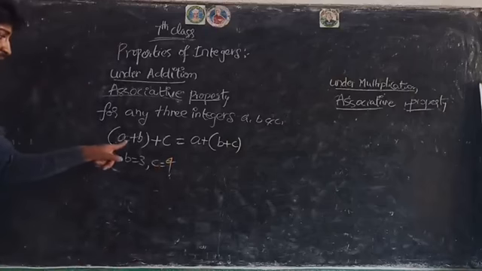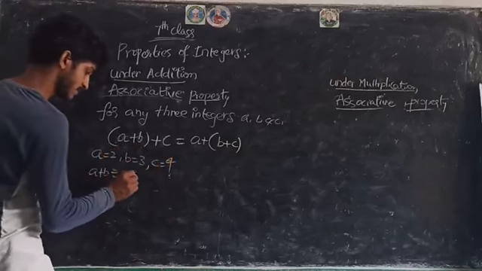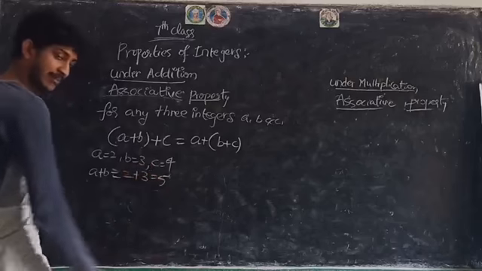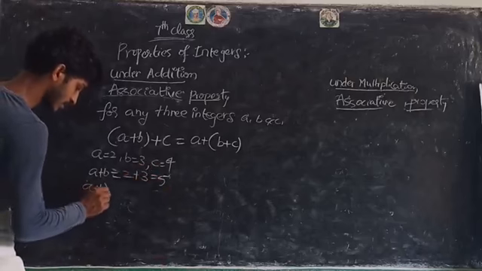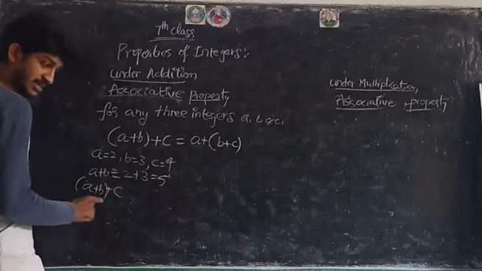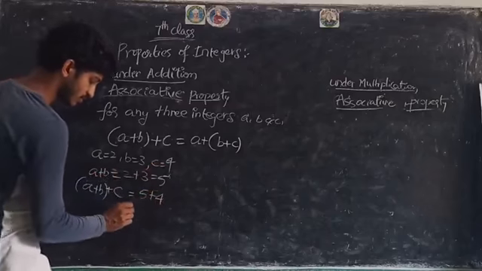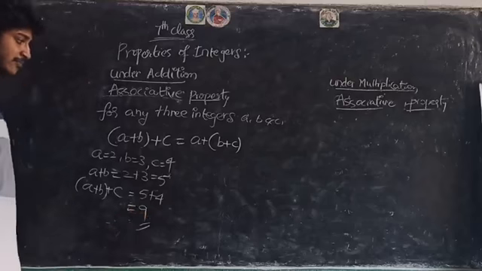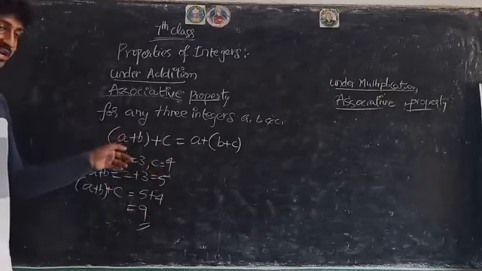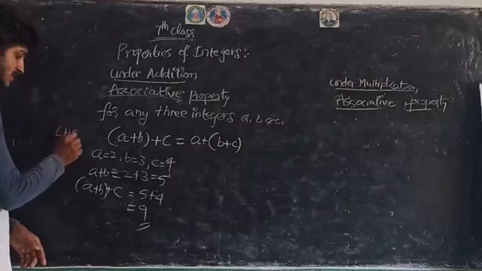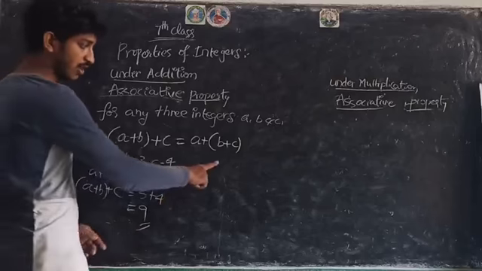So now I am adding a plus b. a plus b equal to 2 plus 3, that equals 5. Now I am adding that 5 to c. So 5 plus, what is c here? 4. 5 plus 4 is equal to 9. I am getting this LHS side as 9. LHS means left hand side, the side to the left of the equal sign.